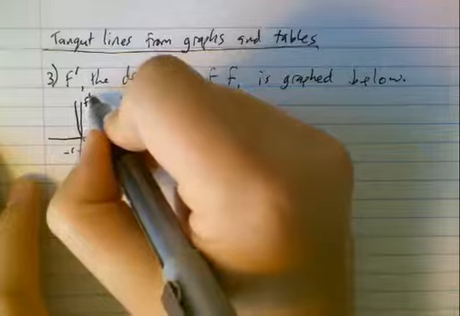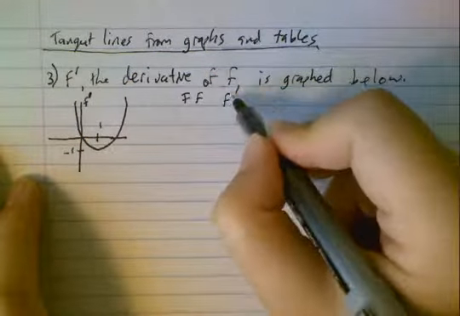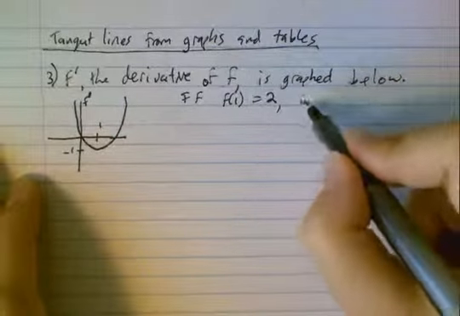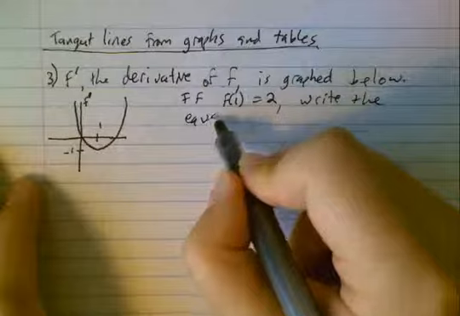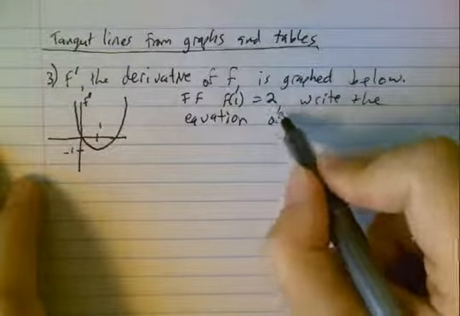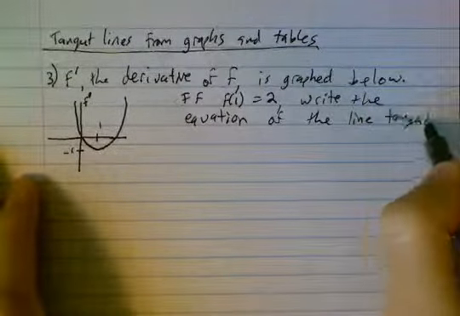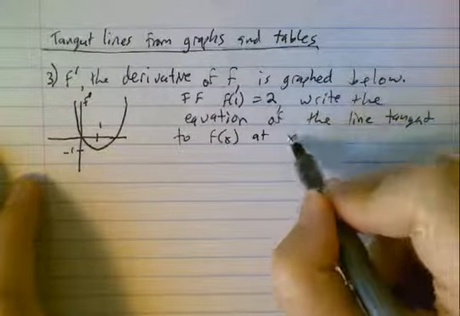This is f prime. If f of 1 equals 2, write the equation of the line tangent to f of x at x equals 1.